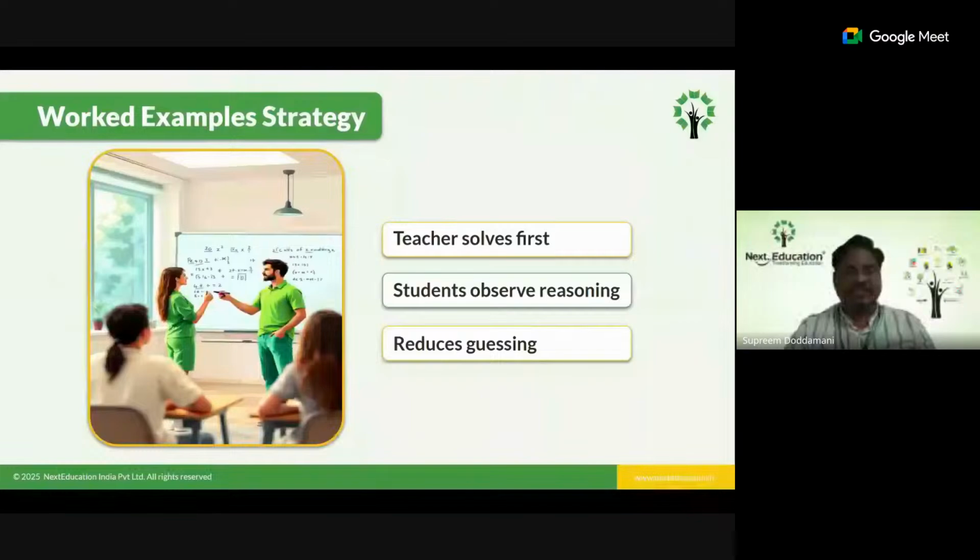We were discussing the teacher solves first, student observes. So this reduces the confusion in the student. So they thoroughly follow the teacher step by step.